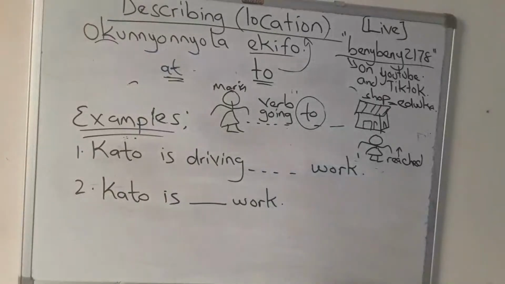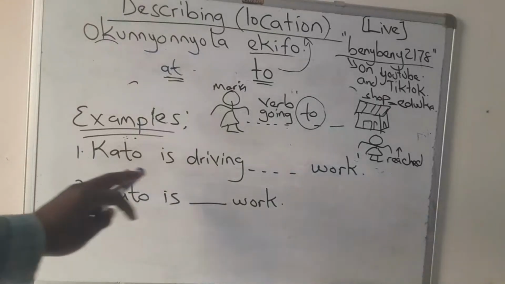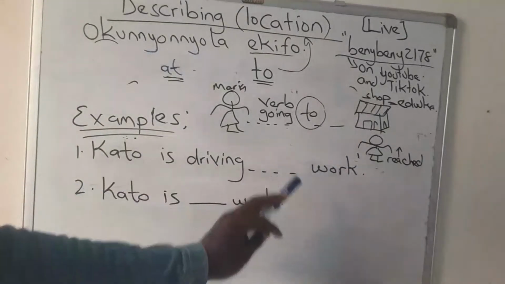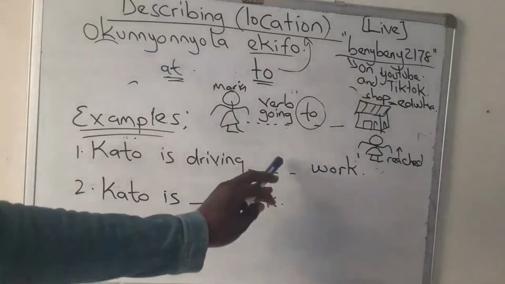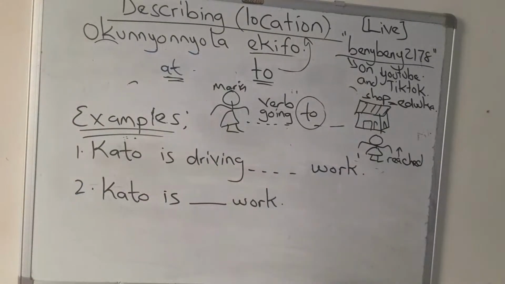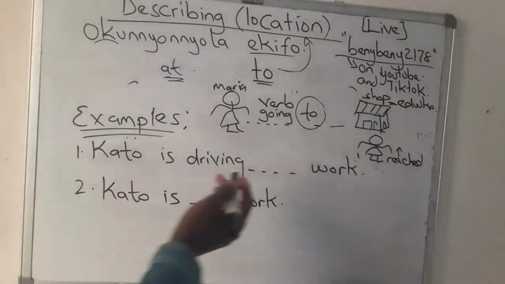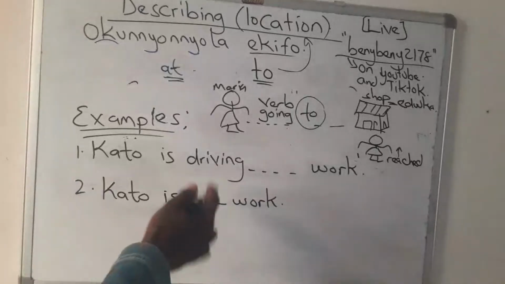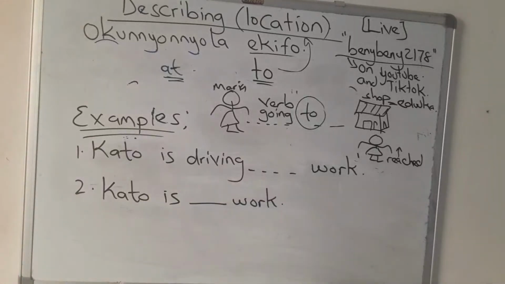Before I proceed, can you try this? The first one, Kato is dash. What is the answer here? Send in your answers in the comment section. I'm seeing you typing an answer. Typing an answer in the messages, let me look. Number 1, what is the answer here? Number 2, what is the answer? Before we proceed.